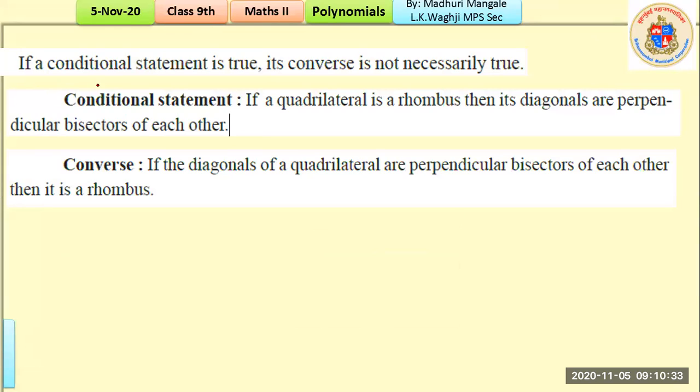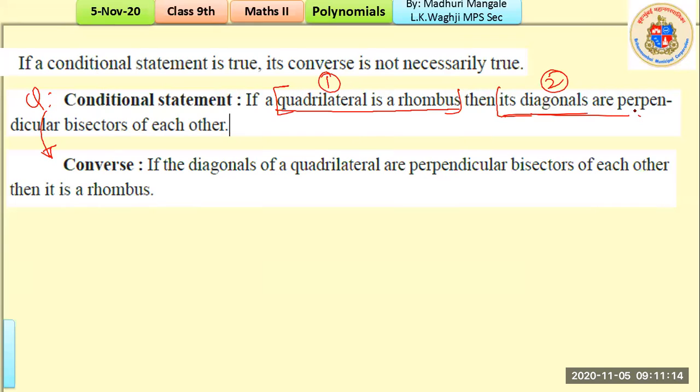So here we see, if a conditional statement is true, its converse is not necessarily true. So the first conditional statement is: if a quadrilateral is a rhombus, then its diagonals are perpendicular bisectors of each other. This is the question, okay? And we are asked to write its converse. So first thing, we search what is the antecedent here: the quadrilateral is a rhombus. After then, it is the consequent: its diagonals are perpendicular bisectors of each other. So what are we going to do? We are just changing places.